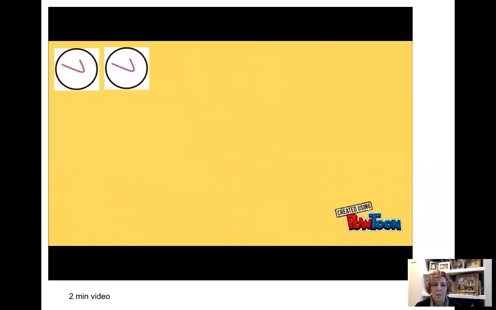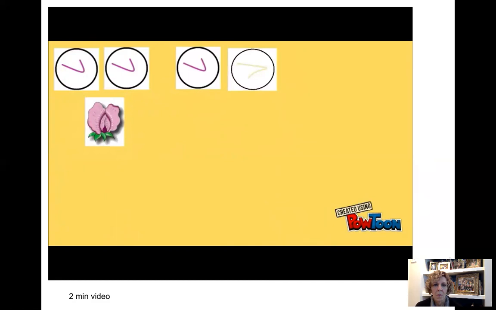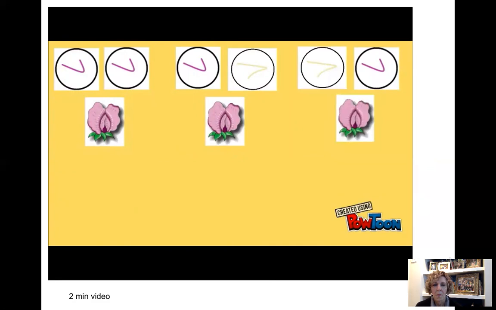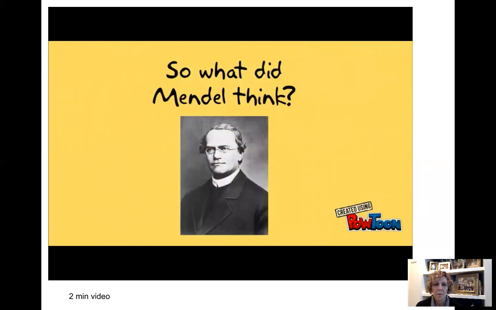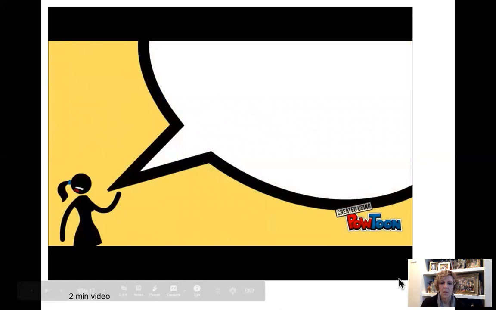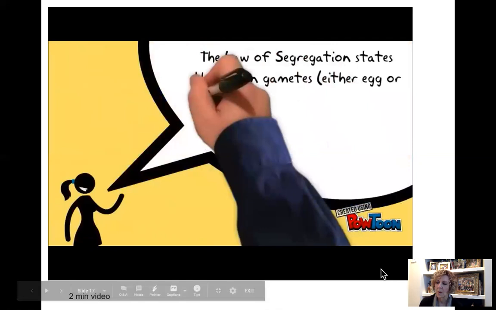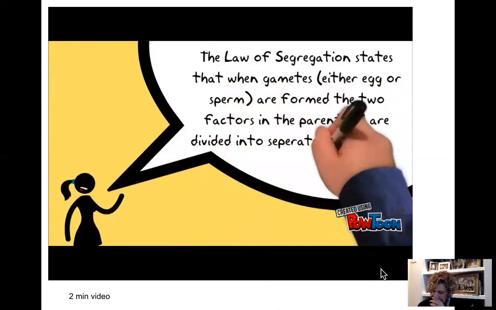Therefore, when the offspring were created, there were various combinations. Two purple factors could combine to create a purple flower, or one purple and one white could combine to create a purple flower, or one white and one purple could combine to create a purple flower, or two whites could combine to create a white flower. Based on these results, what did Mendel think? From these results, he developed his law of segregation. The law of segregation states that when gametes, either egg or sperm, are formed, the two factors in the parent cell are divided into separate gamete cells.